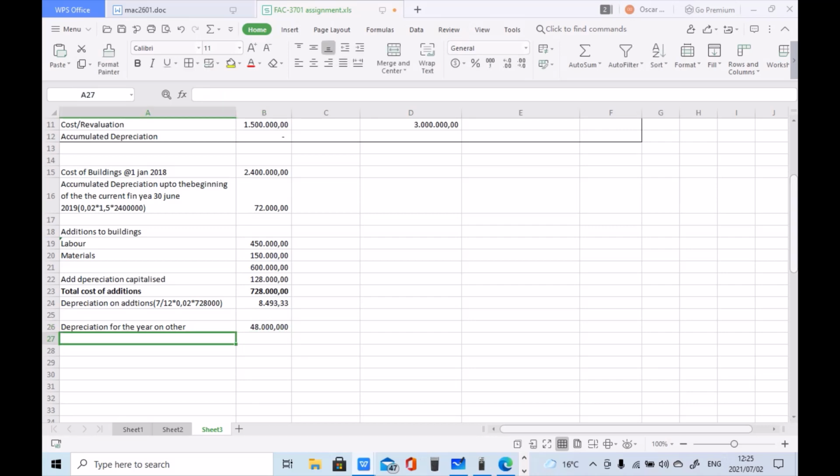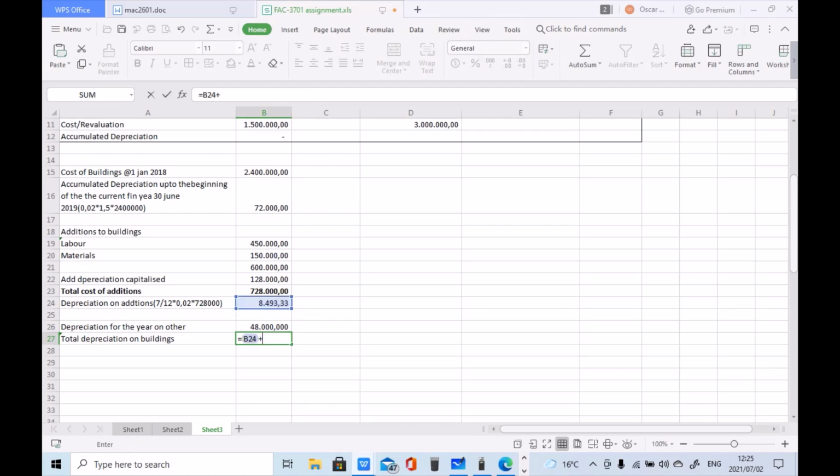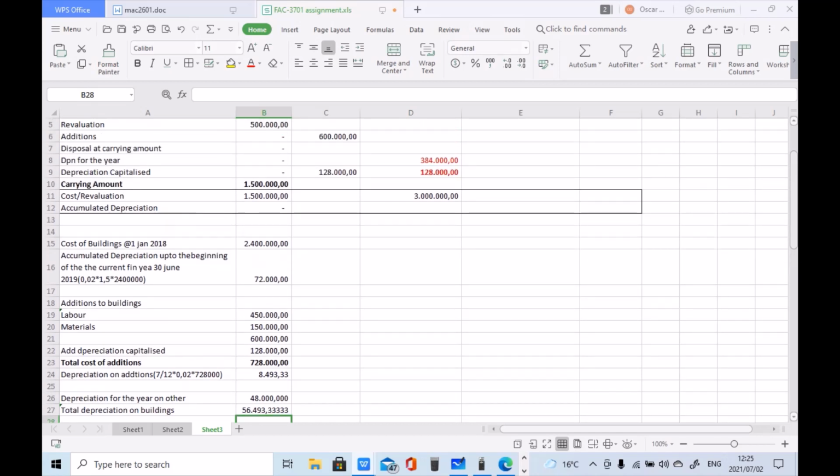So total depreciation on buildings is now going to be equal to the sum of these two. So 56,493 is your total depreciation on buildings. Okay, so that's your total depreciation on buildings, and that's your depreciation capitalized.